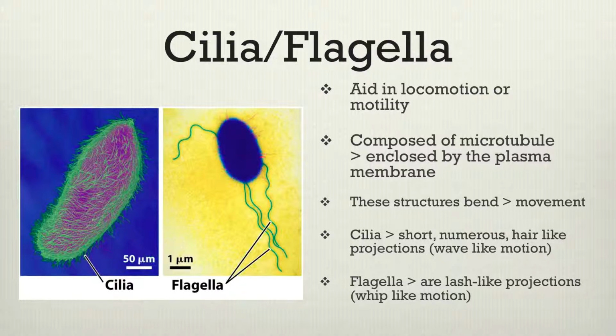Cilia are short, numerous, hair-like projections. They have a wave-like motion. And flagella are lash-like projections, with a whip-like motion. So you can see the two side by side: the cilia on the left in the blue and purple and green, and the flagella on the right in the yellow, blue, and green. So the cilia have that very hair-like appearance, and the flagella are longer tail-like structures.